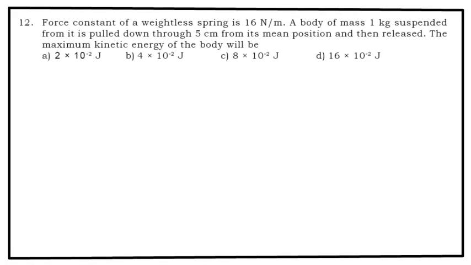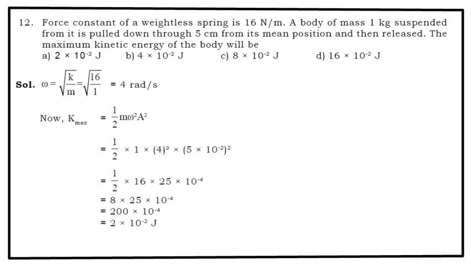Problem number 12. The force constant of a weightless spring is 16 Newton per meter. A body of mass 1 kg suspended from it is pulled down through 5 cm from its mean position and then released. The maximum kinetic energy of the body will be: option A is 2 into 10 raised to minus 2 joules, option B is 4 into 10 raised to minus 2 joules, option C is 8 into 10 raised to minus 2 joules, and option D is 16 into 10 raised to minus 2 joules.